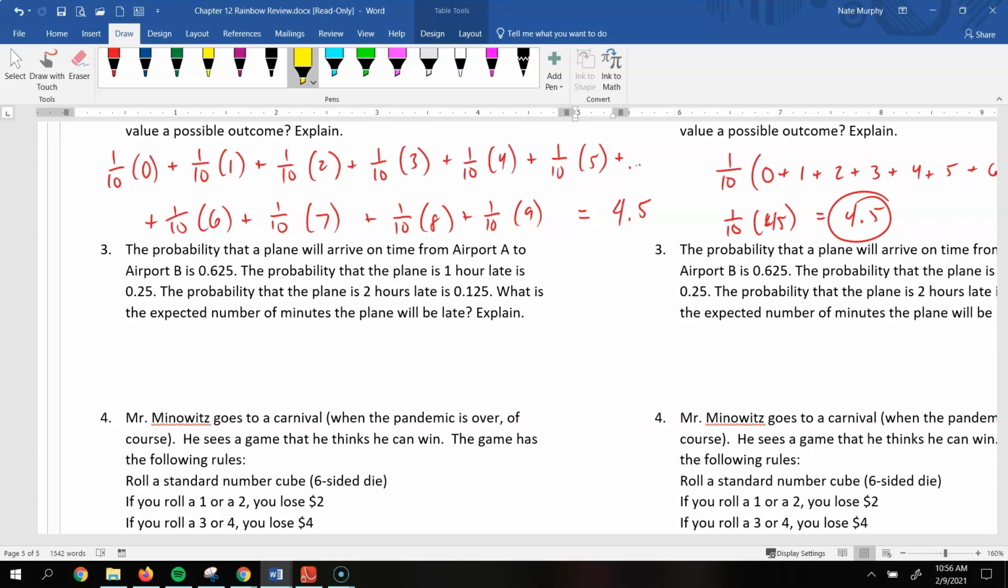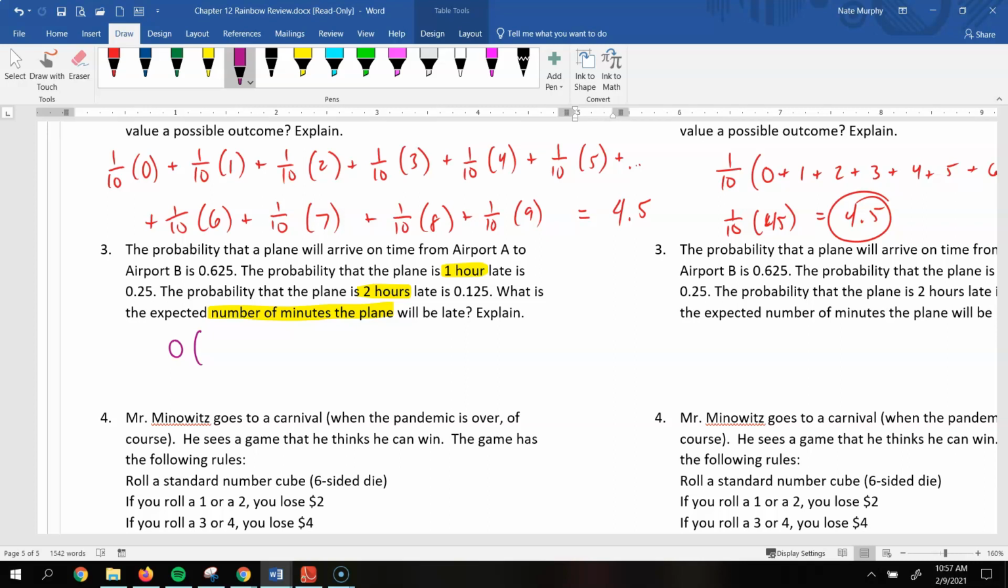Now, the key is the number of minutes the plane is going to be late. And all these numbers are in hours. So we want to make sure that when we're using these numbers, we convert these hours to minutes. So the expected number of minutes, well, let's start with the first one. Technically we don't need to include this, but let's just go ahead and do it.